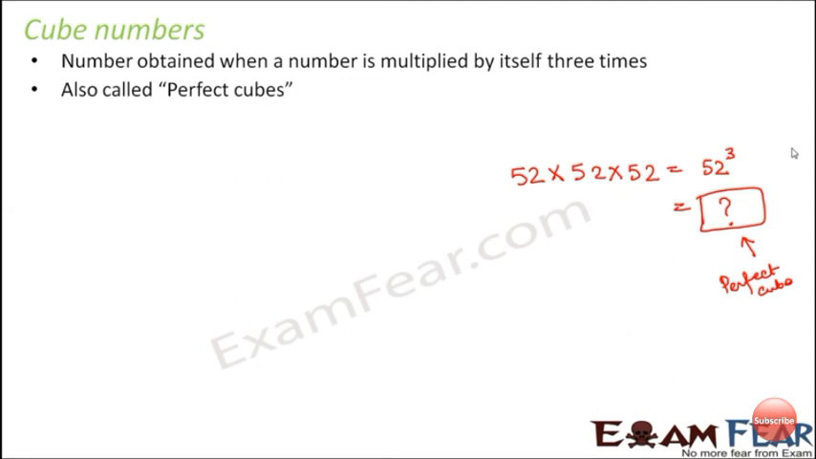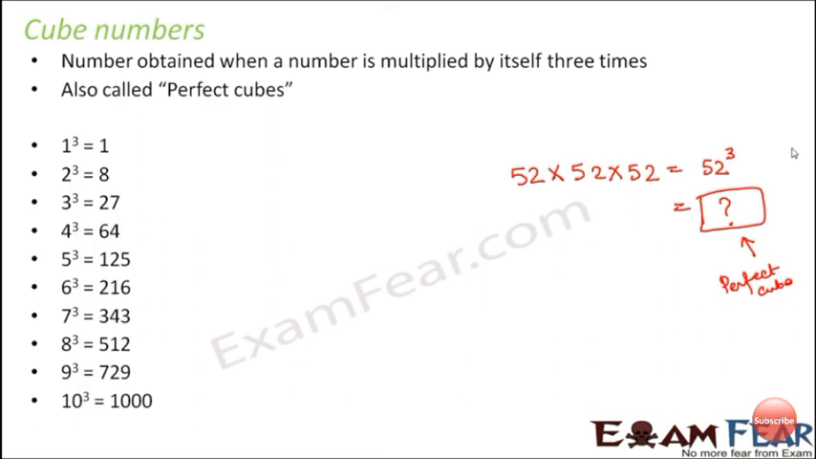Okay, so let us look at the cubes of the first few numbers. So 1 cube is what? 1 into 1 into 1, that is 1. Similarly, 2 cube is what? 2 into 2 into 2, that is 8. 3 cube, 4 cube, 5 cube, and so on. And in these, which numbers are the perfect cubes? So 1 is a perfect cube, 8 is a perfect cube, 27 is a perfect cube, 64 is a perfect cube, 125 is again a perfect cube. Each of these numbers is a perfect cube.